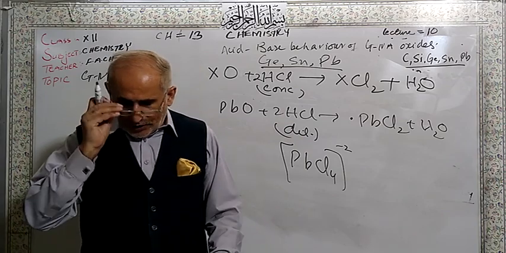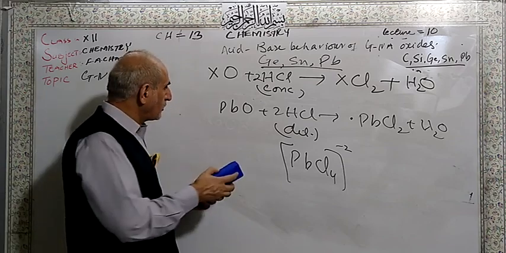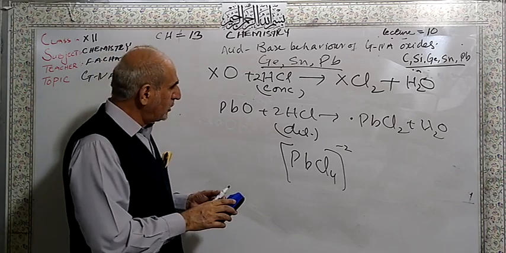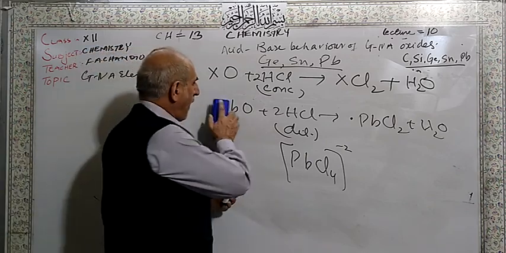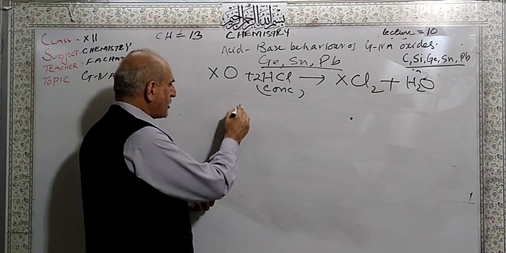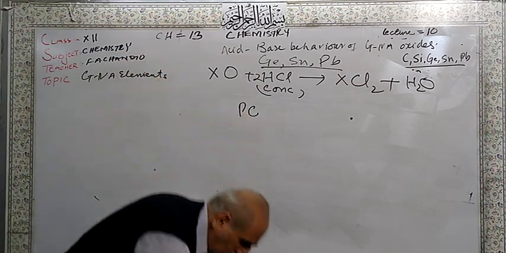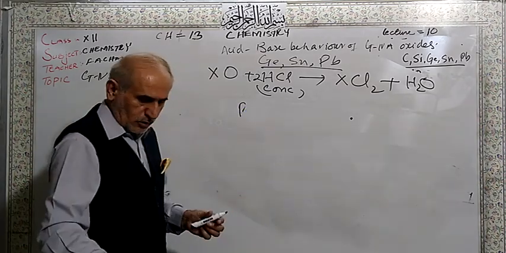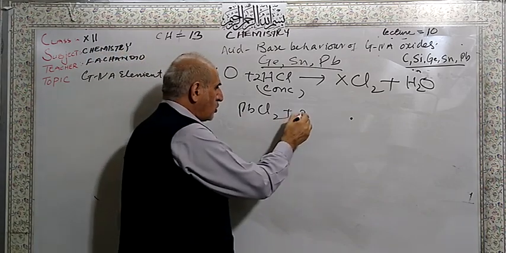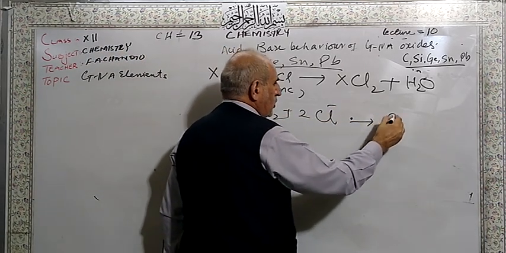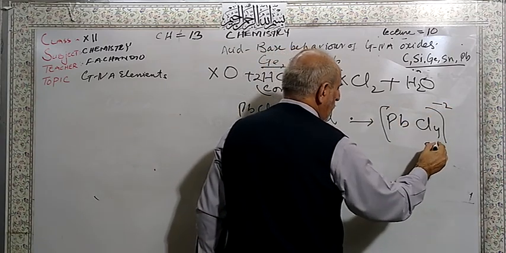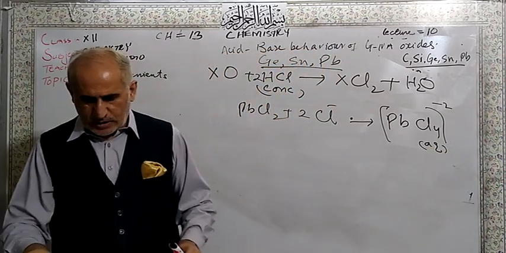Okay, so how is it going to be formed? If lead oxide reacts with dilute acid, you get lead dichloride. This lead dichloride reacts with more chloride ions to give a complex. We say a soluble complex is going to be formed. This equilibrium is given in the book.